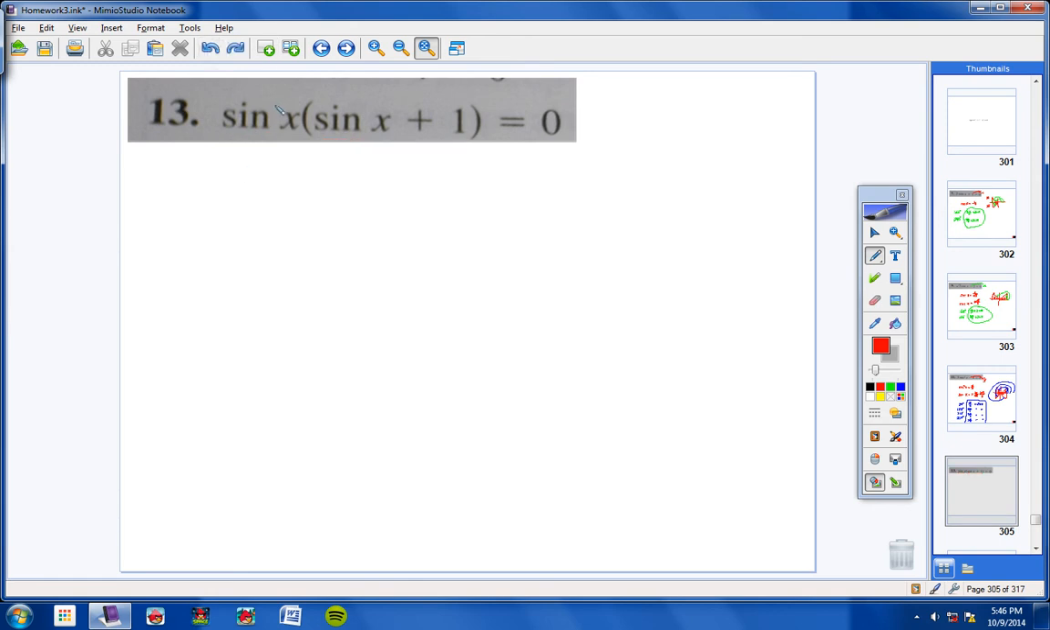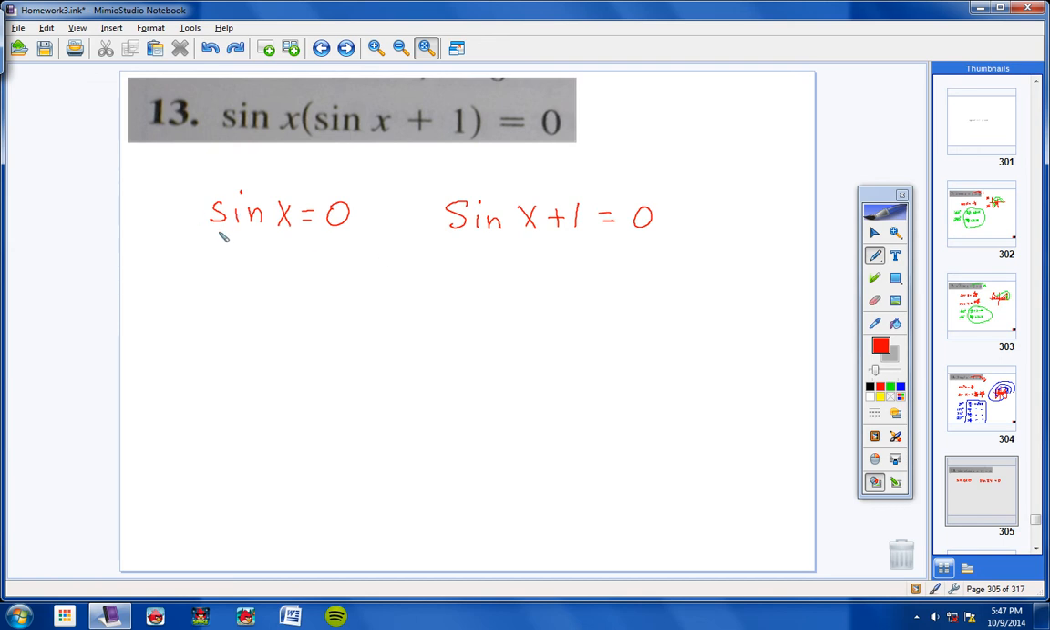Okay, so I'm going to take my first group here, sine of x, and set that equal to 0. And then take my second group, sine of x plus 1, and set that equal to 0. Now, students, notice something here. Please don't miss this, students. Notice it's not sine of x plus 1 in parentheses. Okay, it's the sine of angle x, then plus 1. Okay, so be very careful.